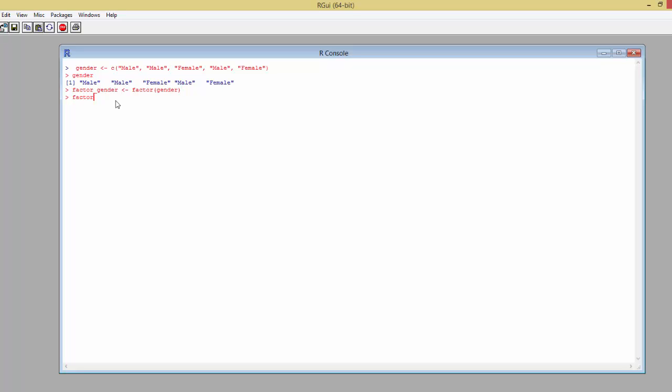Now if you type in here factor underscore gender, you will observe that it will give you the result as male, male, female, male in the same order, and it will tell you that there are two levels. One is female and the other is male. It has arranged them in alphabetical order.